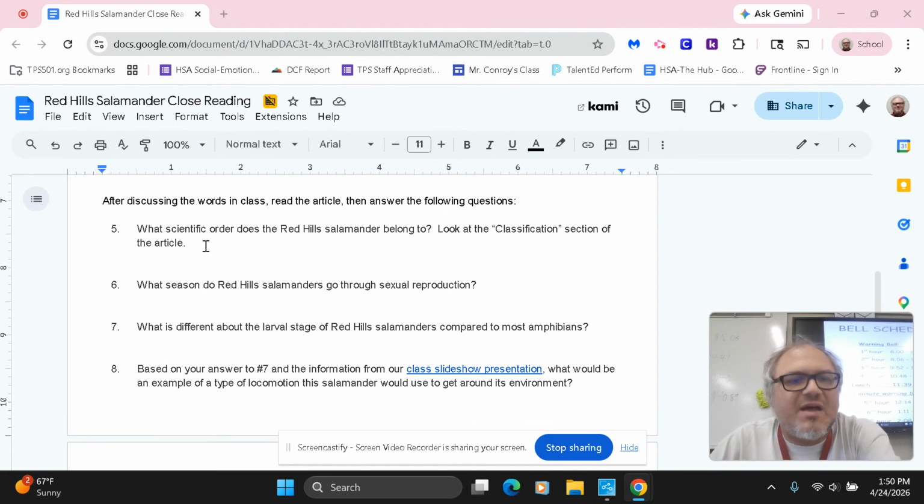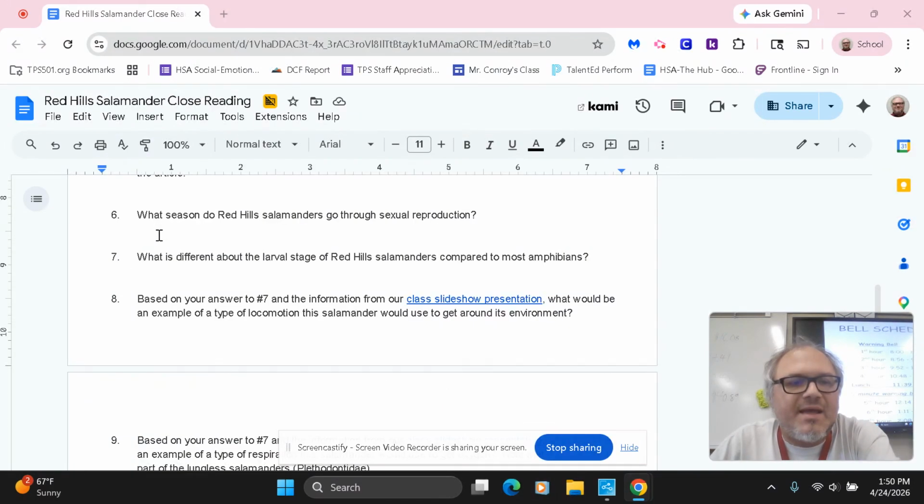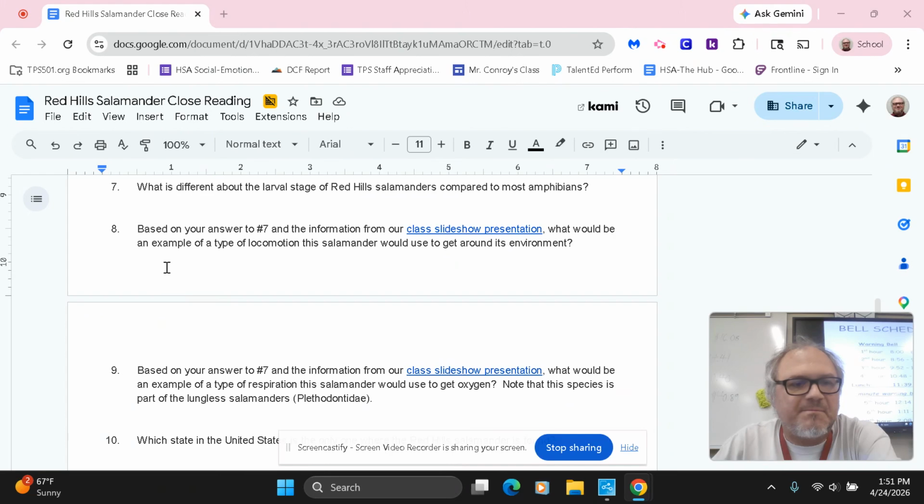Number 5, what scientific order does the Red Hills Salamander belong to? Look at the classification section of the article. Again, that's right toward the beginning, toward the top. Number 6, what season do Red Hills salamanders go through sexual reproduction? Number 7, what is different about the larval stage of Red Hills salamanders compared to most amphibians? Again, think about what we've talked about in terms of reproduction so far.